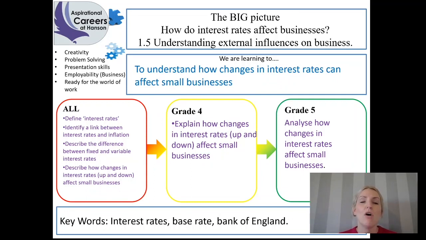You all need to be able to describe what an interest rate is and also define the differences between fixed and variable. For grade 4 and above, you need to think about the effects of interest rates going up and going down, and for grade 5 and above, you need to analyse how that affects businesses. For grades 6, 7 and 8, it all needs to be in context, with detailed and justified recommendations of the way you think that business should move forward, and we'll go through some examples shortly.